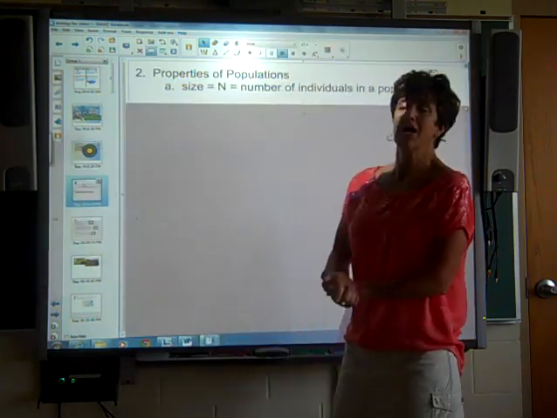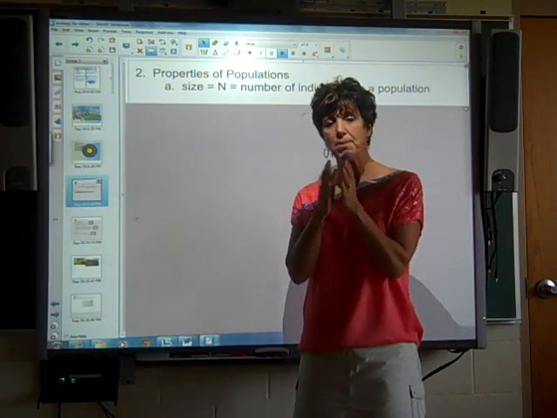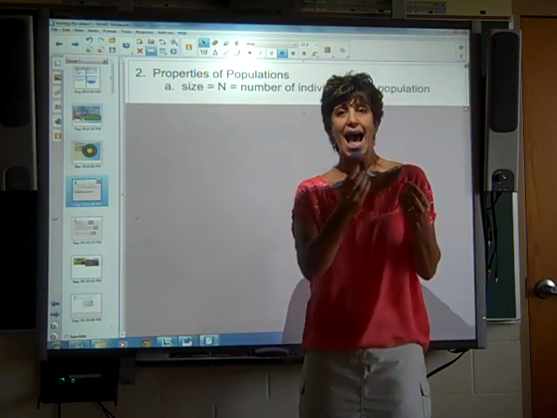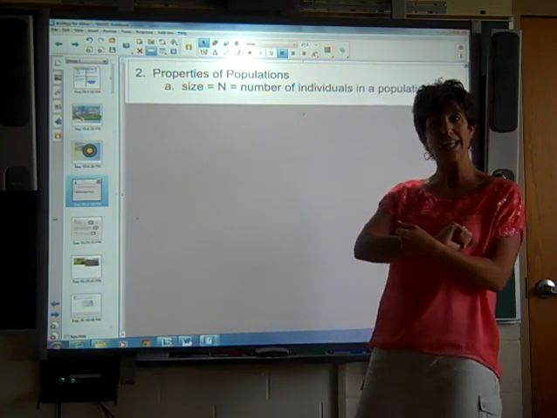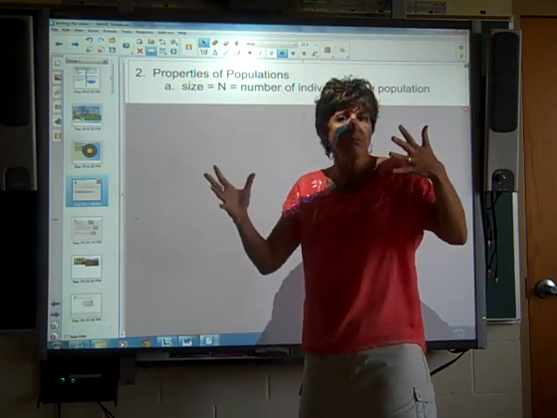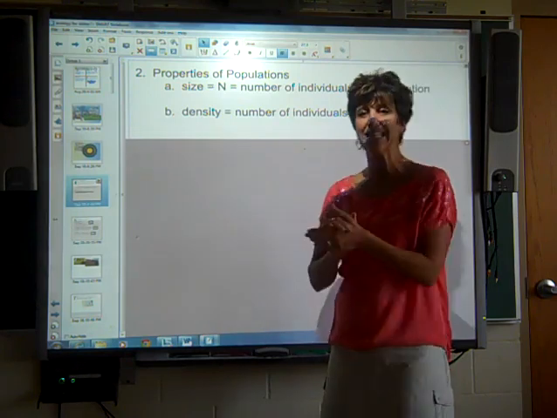All right. Let's go into the properties. When you talk about a population, so let's say a population of squirrel, we are going to look at, first of all, what's the size? How many individuals are there? We call that N. We're looking at N, the number of squirrels. So let's say there are 3,000 squirrel in Spencerport. That is its size.